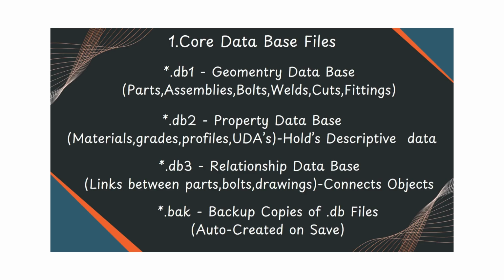Number 1. Core database file, db1. db1 contains geometry database. So it contains information regarding parts, assemblies, bolts, welds, cuttings and fittings. db2, it contains property database. So it contains the information regarding materials, grades, profiles, user defined attributes. It holds the descriptive data.